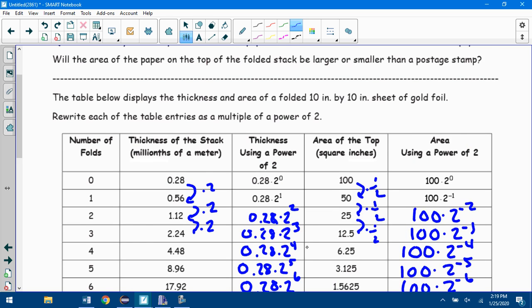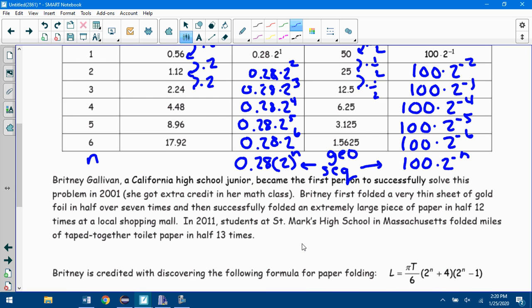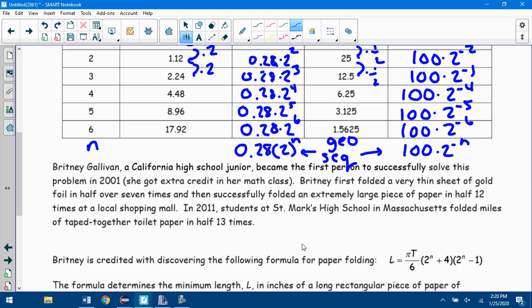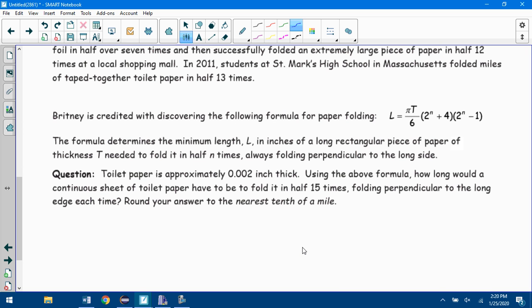So this idea about how much you can fold a piece of paper was actually solved by a high school student in California back in 2001 when I was in high school. Brittany Gallivan was her name. She became the first person to successfully solve this problem. Brittany first folded a very thin sheet of gold foil in half over 7 times, and then successfully folded an extremely large piece of paper in half 12 times at a local shopping mall. In 2011, students at St. Mark's High School in Massachusetts folded miles and miles of taped together toilet paper in half 13 times. So if people have a lot of time on their hands, try folding some toilet paper.